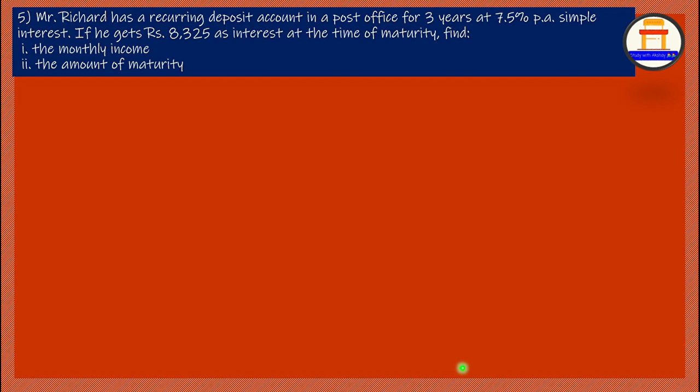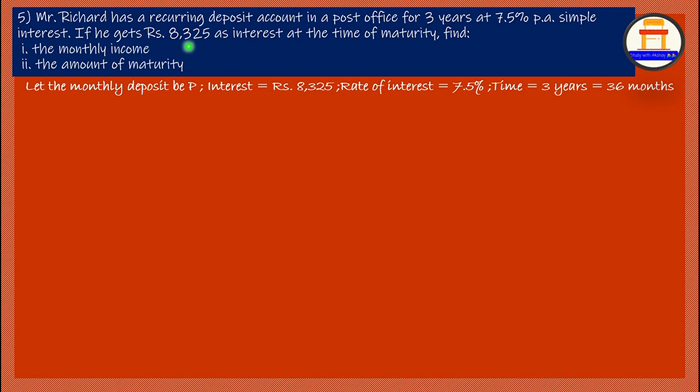Let's move ahead with the fifth question. Mr. Richard has a recurring deposit account in a post office for 3 years at 7.5% per annum simple interest. If he gets rupees 8,325 as interest at the time of maturity, find the monthly installment and the amount of maturity. So they have given us the rate of interest; the monthly deposit P is supposed to be found. Interest is 8,325. Rate of interest is 7.5%.